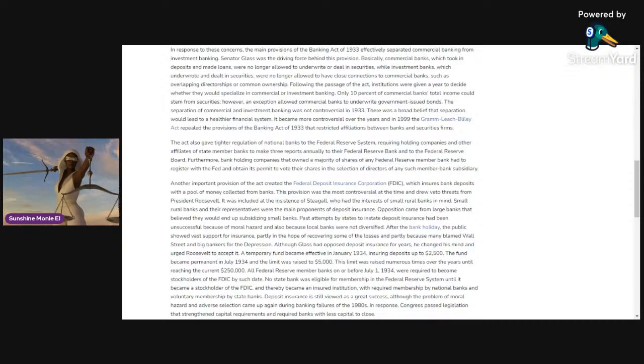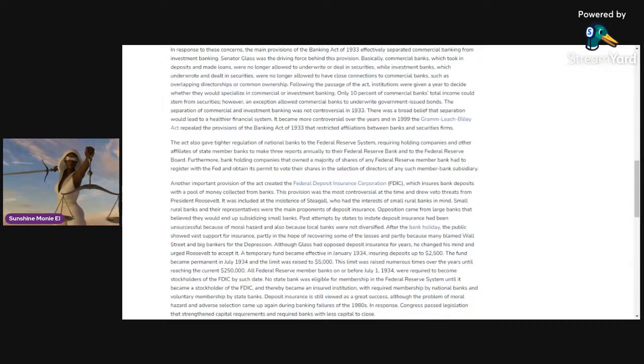Past attempts by states to institute deposit insurance have been unsuccessful because of moral hazard and also because local banks were not diversified. After the bank holiday, the public showed vast support for insurance, partly in the hope of recovering some of their losses and partly because many blamed Wall Street and big bankers for the depression. Although Glass had opposed deposit insurance for years, he changed his mind and urged Roosevelt to accept it.